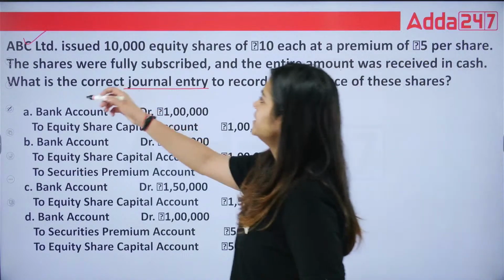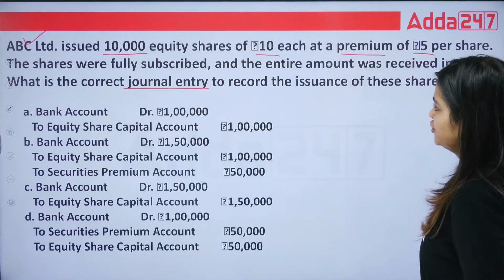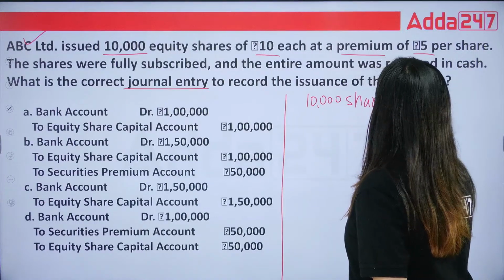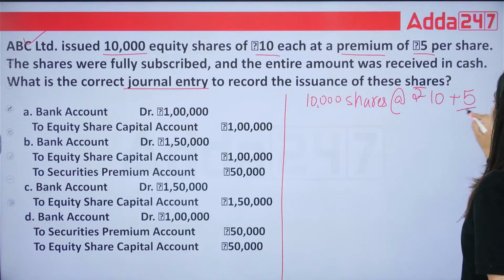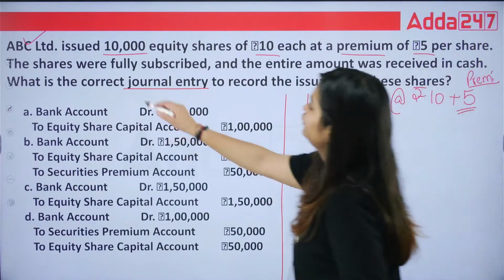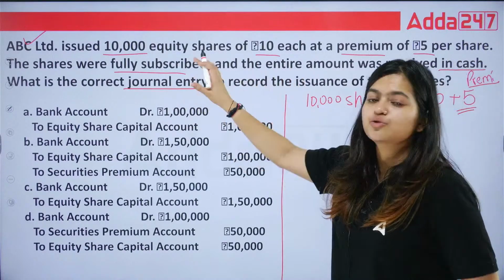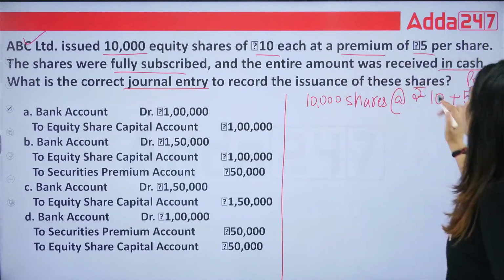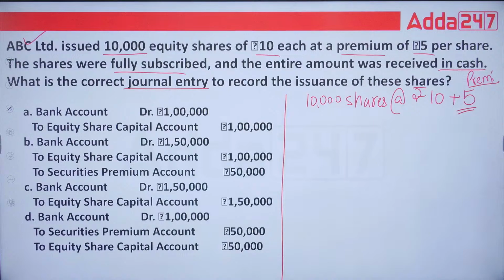In this, ABC Limited issued 10,000 equity shares of 10 each at a premium of 5 per share. That means they are issuing 10,000 shares at 10 plus 5, where 5 is your premium amount. The shares were fully subscribed and the entire amount was received in cash. They are saying the investors subscribed fully, meaning investors subscribed 10,000 shares and they paid the full 10 plus 5 in cash. So, what is the correct journal entry to record the issuance of these shares?